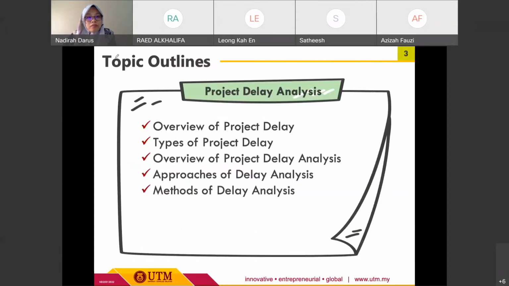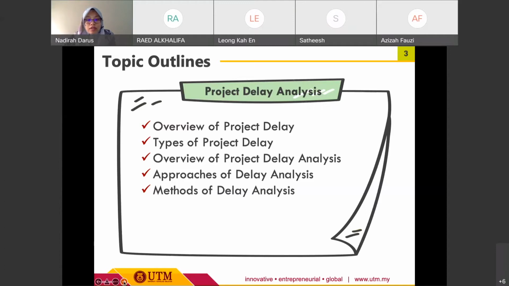Okay, so these are the outlines or subtopics for this final topic of project delay analysis. We are going to look at an overview of project delay and then proceed with the types of project delay. We also need to know the brief overview of project delay analysis itself. And then for sure, there are approaches and also methods of delay analysis that we are going to cover, right?